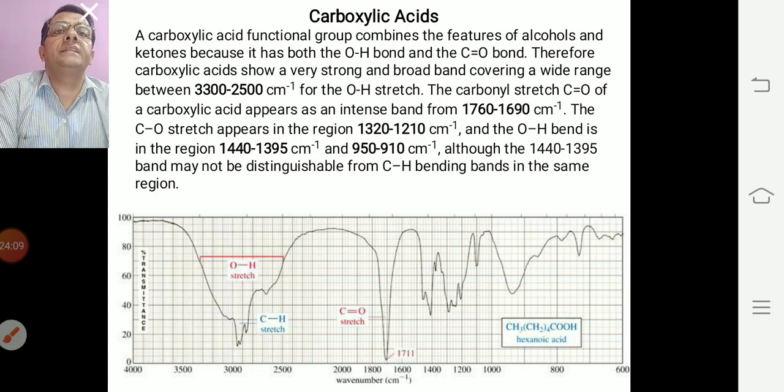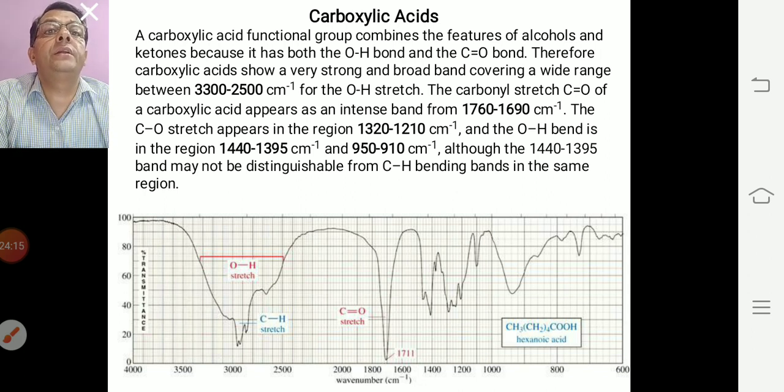Here is the carboxylic acid. A carboxylic acid functional group combines the features of alcohol and ketone because it has both the OH and C double bond O bond. Therefore, carboxylic acid shows a very strong and broad band covering a wide range between 3300 to 2500 per centimeter for the OH stretch, and the carbonyl stretch C double bond O of carboxylic acid appears as an intense band from 1760 to 1690 per centimeter.